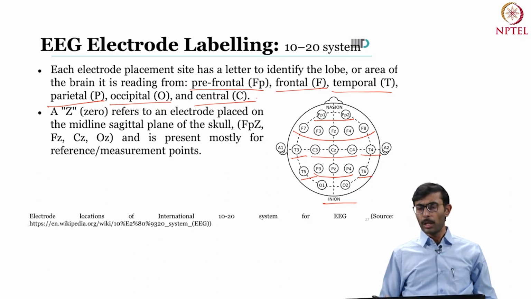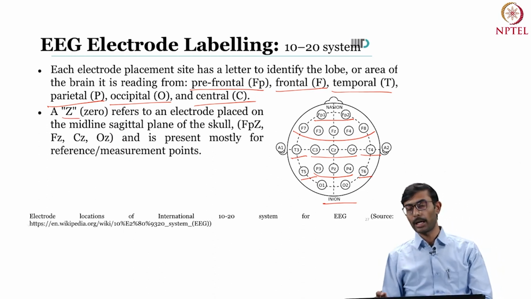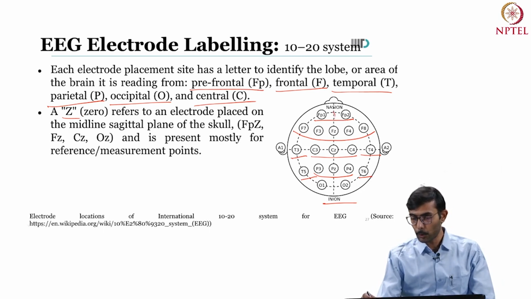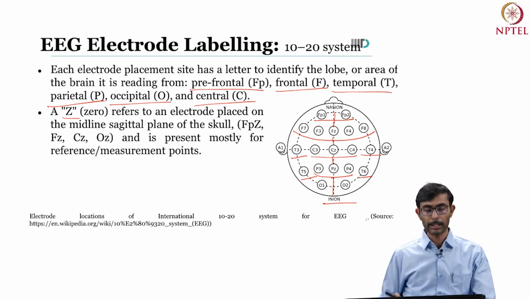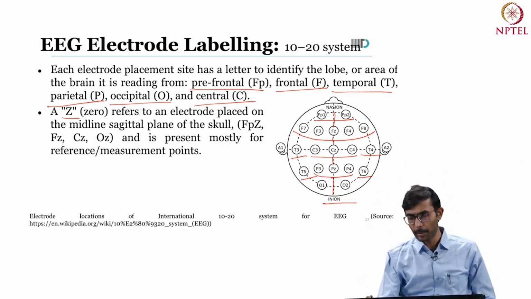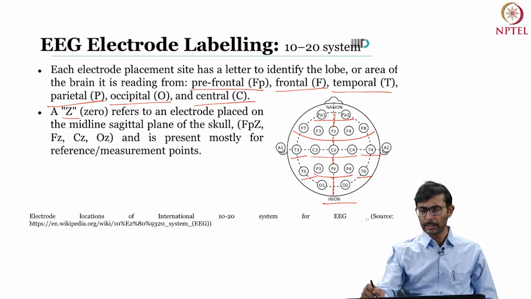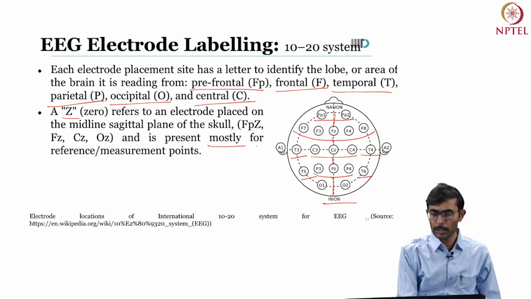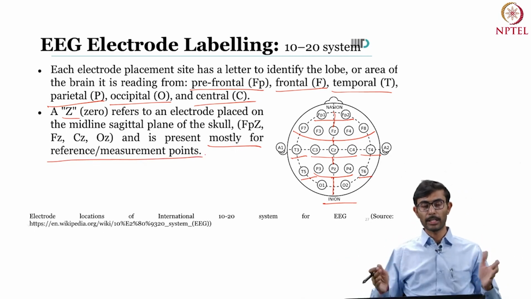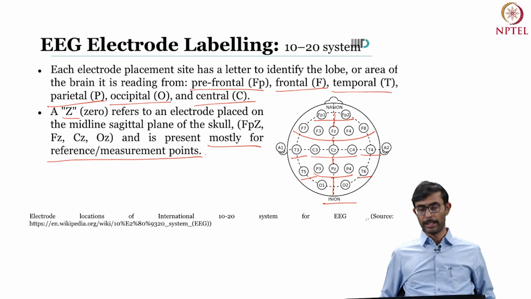Now apart from these placement regions, there is a z that is often attached to the electrode label, and the z refers to the midline sagittal plane of the skull. If you look at this midline sagittal plane, that is what refers to the electrodes placed on it, and accordingly the F becomes Fz. So electrodes placed on the frontal cortex become Fz, on the central region they become Cz, and on the parietal region Pz, right? Mostly the electrodes Fz, Cz and Pz are used as reference or measurement points. Their data is not used in the analysis, but rather to understand the baseline or reference points of the EEG data, right?